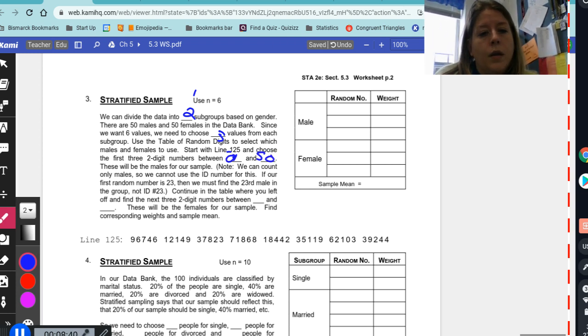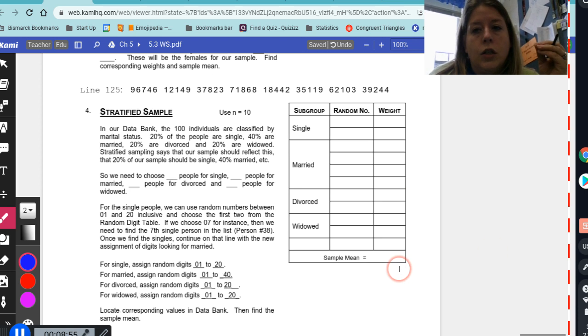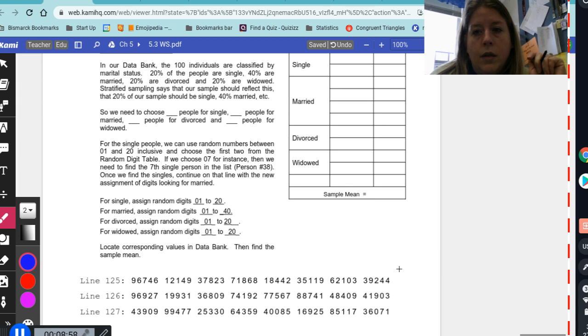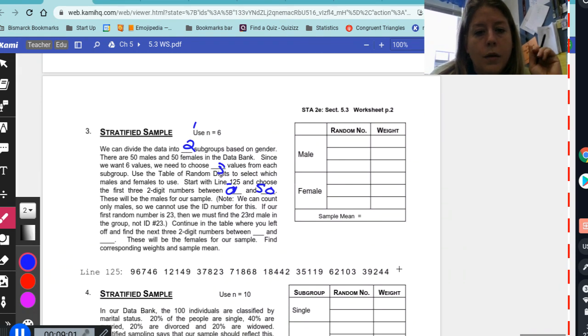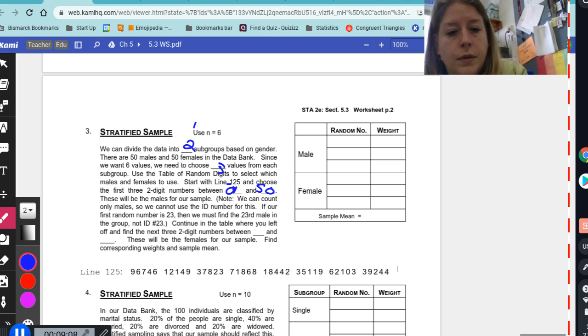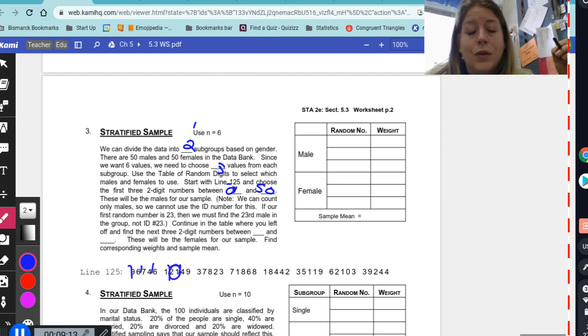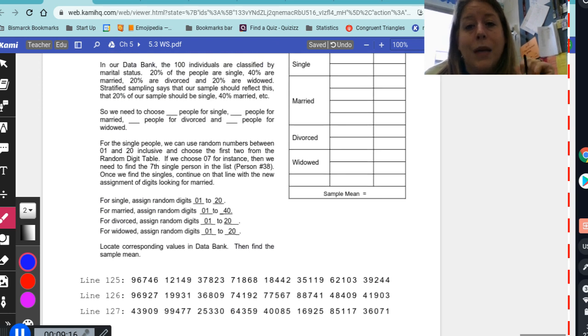Alright. So these would be all the males in our sample. No, we cannot count only males, so we cannot use the ID number for this. Okay. So, problem with this one is the chart is not labeled by males. So, we're going to look for numbers between 01 and 50. So I got 21. So 21 is our first male, but it's not person number 21, it's male number 21.